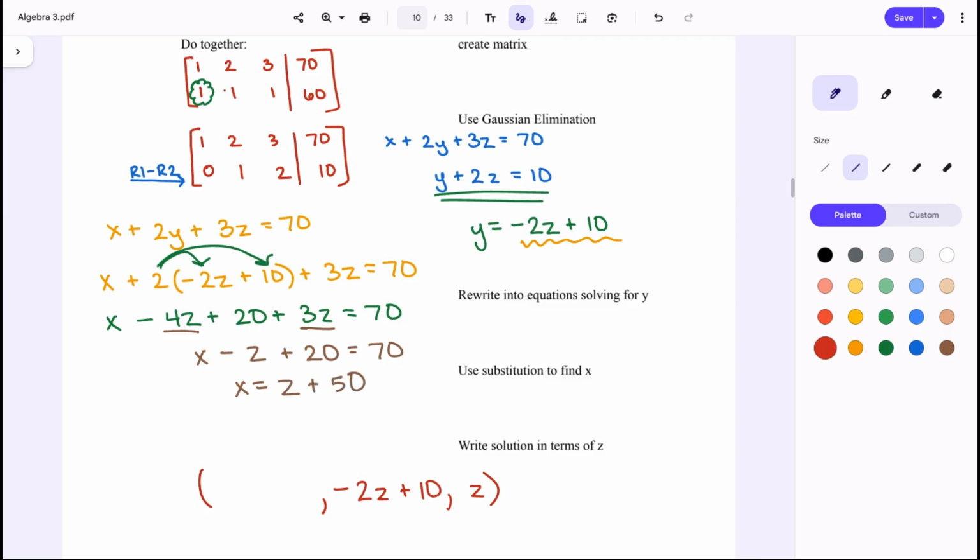Good. And so I'm just going to fill that in down here. z plus 50 would go in my x spot. That negative 2z plus 10 came from the y. And then z, like I said, for these is just going to be z.